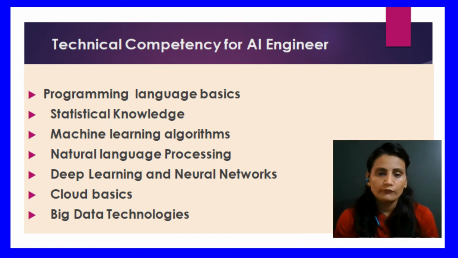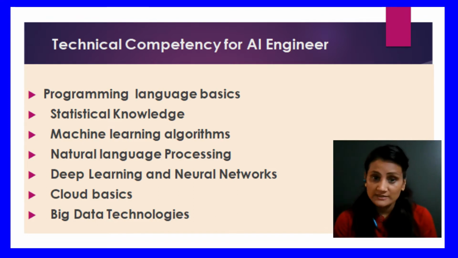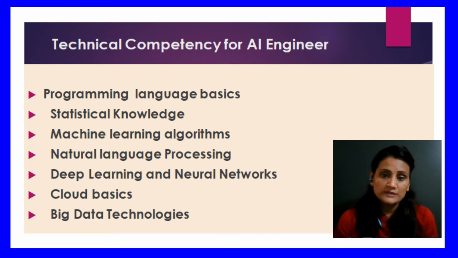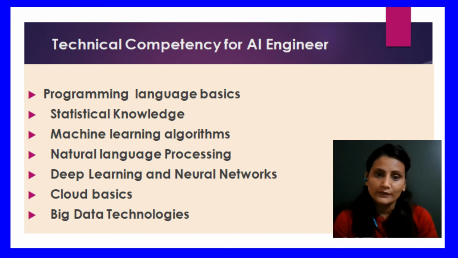So coming over to the technical competencies you need for becoming an artificial intelligence professional, first you need to know programming languages, then statistical knowledge, machine learning algorithms, natural language processing, deep learning and neural networks, cloud basics for deployment, and big data technology also. So these are all the modules that you have to study to become an artificial intelligence professional. And job roles can be data scientist, AI engineer, or robotics engineer.